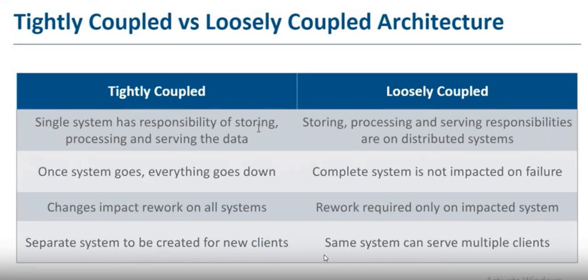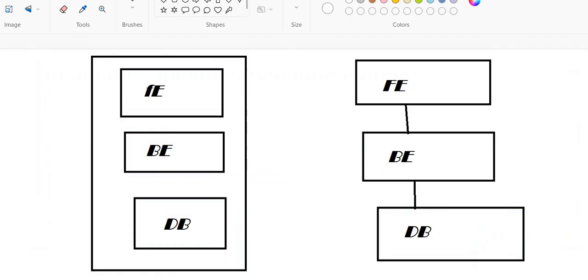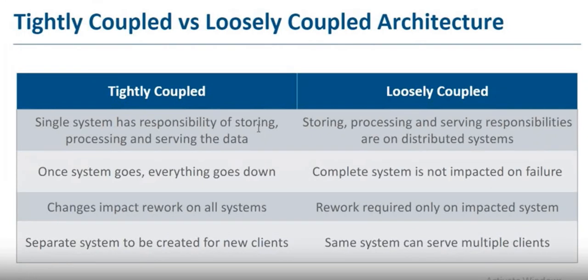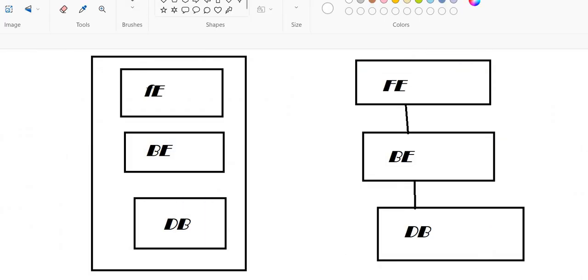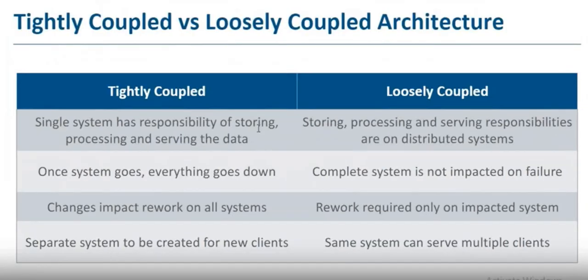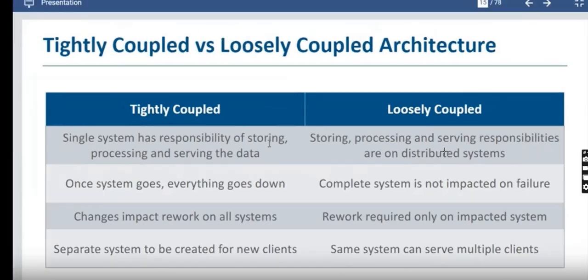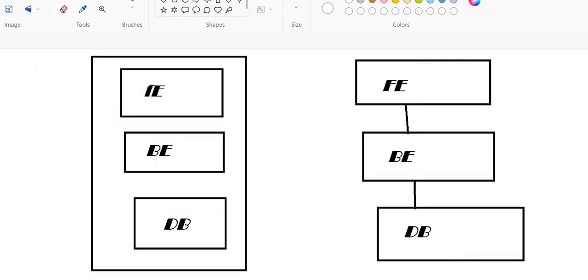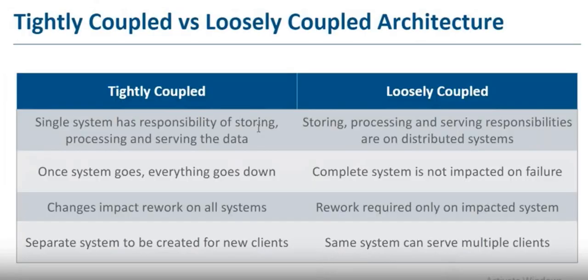Next, a separate system has to be created for new clients. If you want to use this website for other clients, then you should again build a separate website, a separate system, for each client. But in loosely coupled architecture, the same website or the same system which is created can serve multiple clients. These are the main differences between loosely coupled and tightly coupled architecture. I hope you understood.